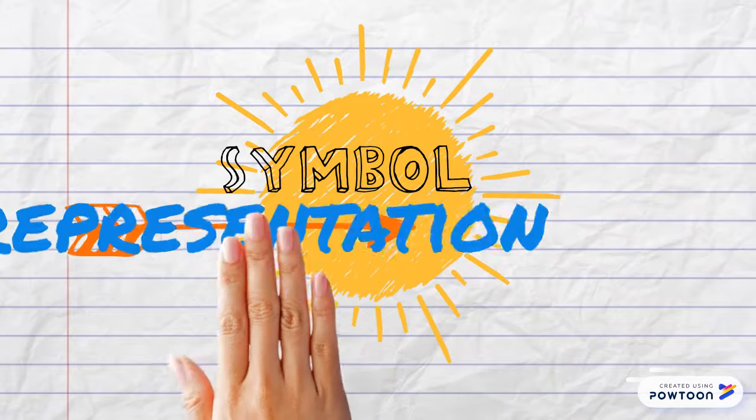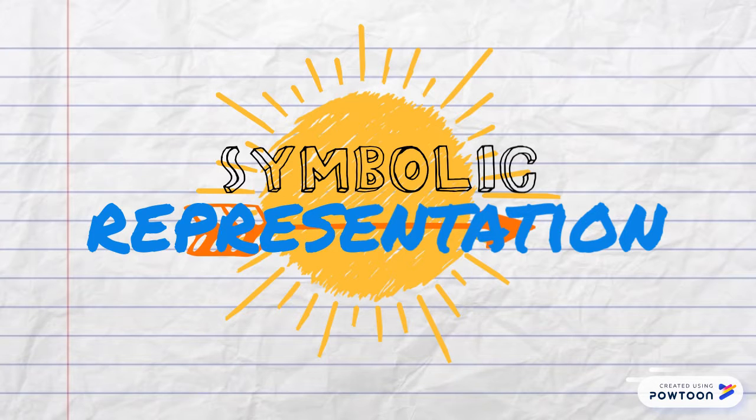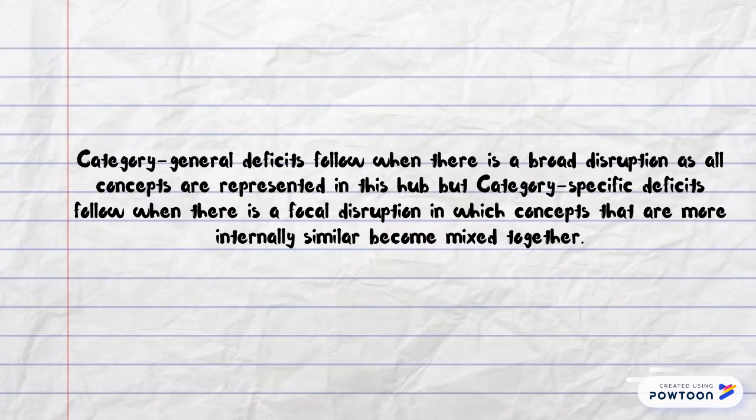The Semantic Hub is tied to symbolic representation, as semantic hub deficits can cause category-specific deficits, and it is hypothesized that focal damage may lead to difficulty distinguishing conceptual features or symbolic concepts that are most similar to each other. Concepts, also known as symbols, develop when modality-specific distributed representations are linked together. Category general deficits follow when there is a broad disruption, as all concepts are represented in this hub. But category-specific deficits follow when there is a focal disruption in which concepts that are more internally similar become mixed together.